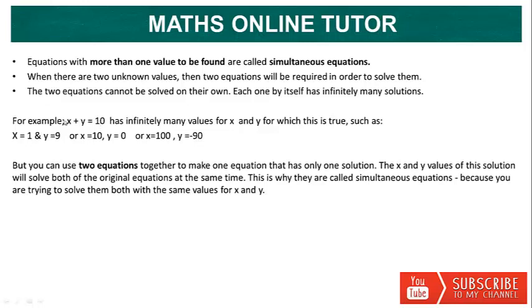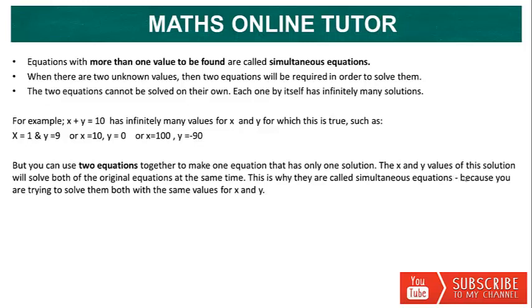Or when x equal to 10, y will be equal to 0. So 0 plus 10 is 10. Or when x equal to 100, y equal to minus 90. 100 minus 90 is also equal to 10. So if you try to solve this equation on its own, it has infinitely many values for x and y for which this is true. But you can use two equations together to make one equation that has only one solution.